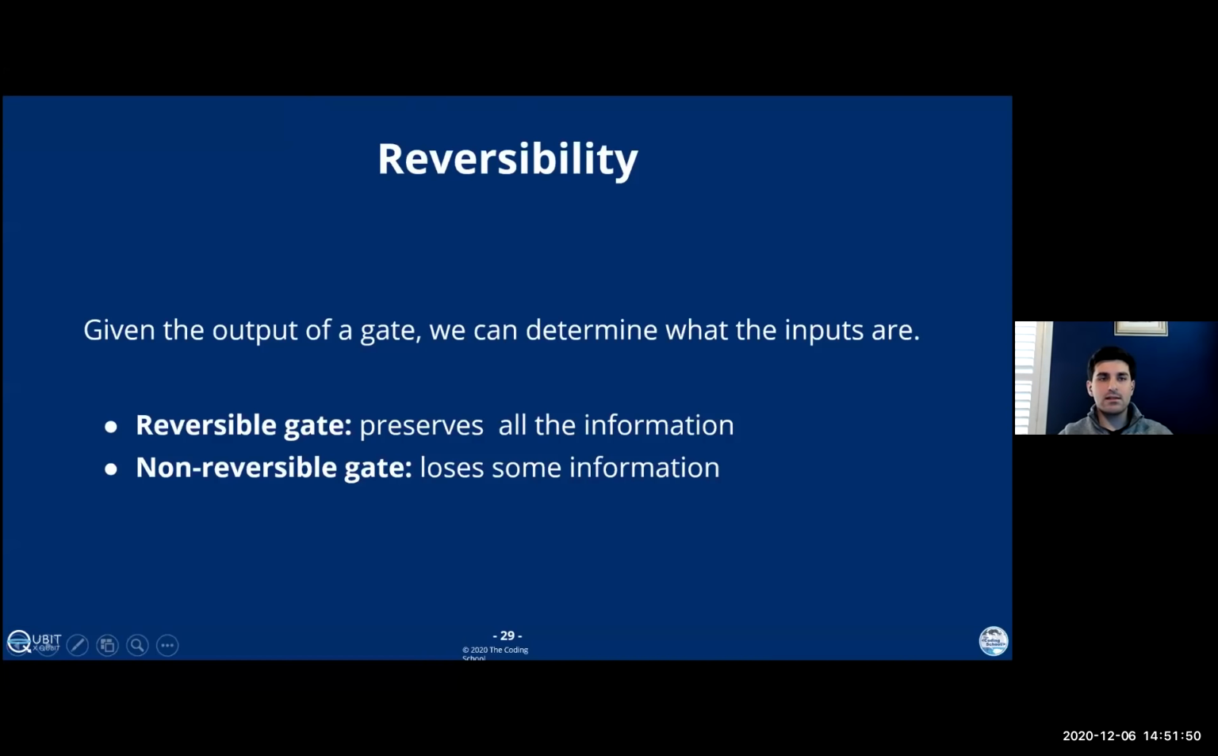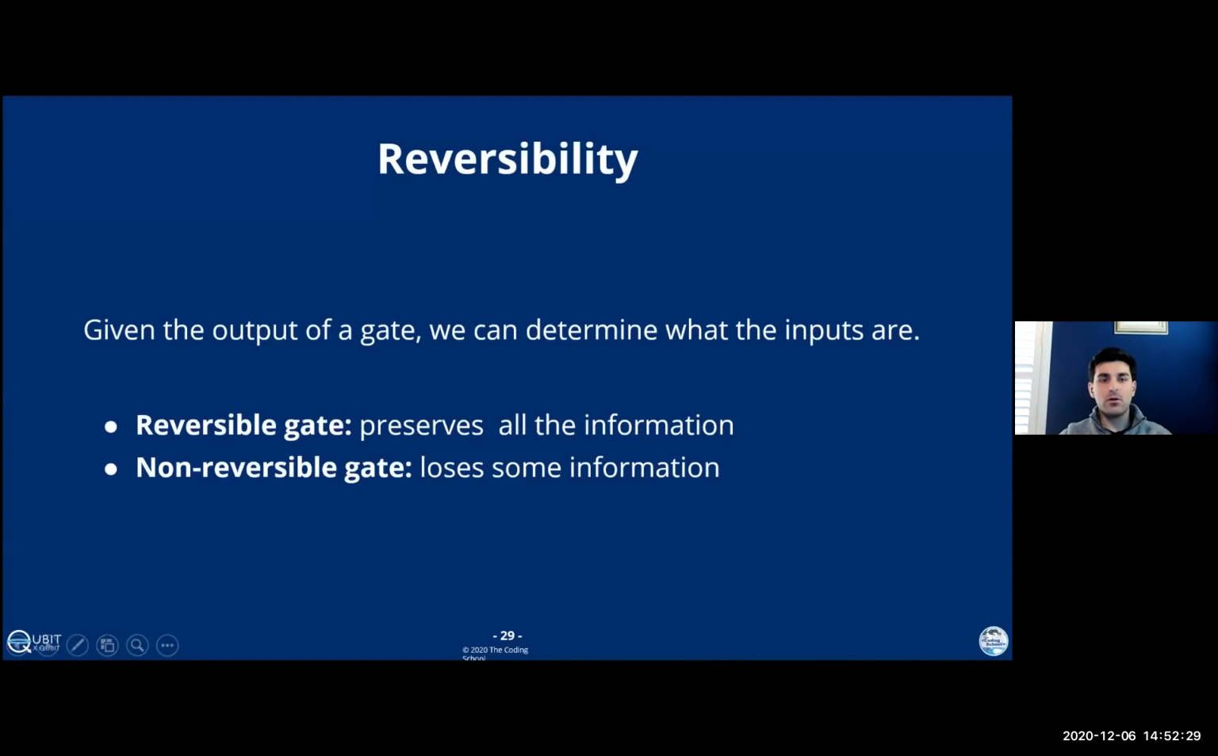Now let's again switch gears to something that we talked about during the first lecture and the second lecture, and that's the concept of reversibility. If you guys remember, the idea behind reversibility is that given the outputs of a gate, or you can think of it as an operation, can we determine what the inputs are? And if we can determine what the inputs are, then the gate is reversible. So reversible gates or operations preserve all the information, whereas a non-reversible gate loses some information.